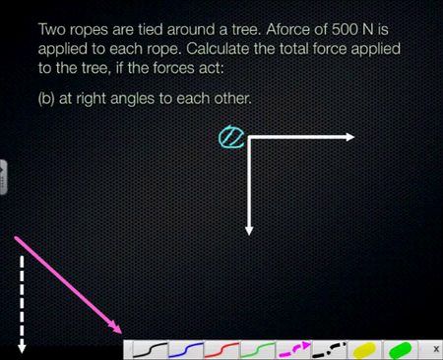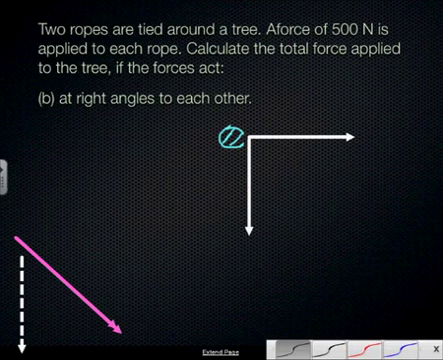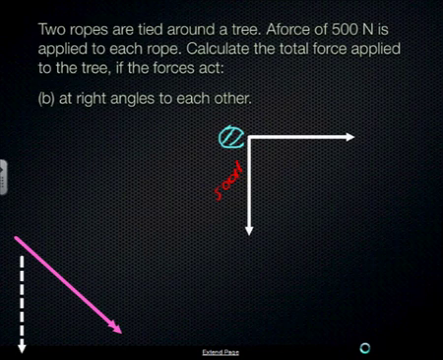Let's see if we can change colour. Maybe not. Let's try this. So 500 newtons and 500 newtons. Okay, so I've got the two vectors there. Now, if we want to add these two, remember what you do? You move one of the vectors so they're head to tail. So it has to be head to tail there.